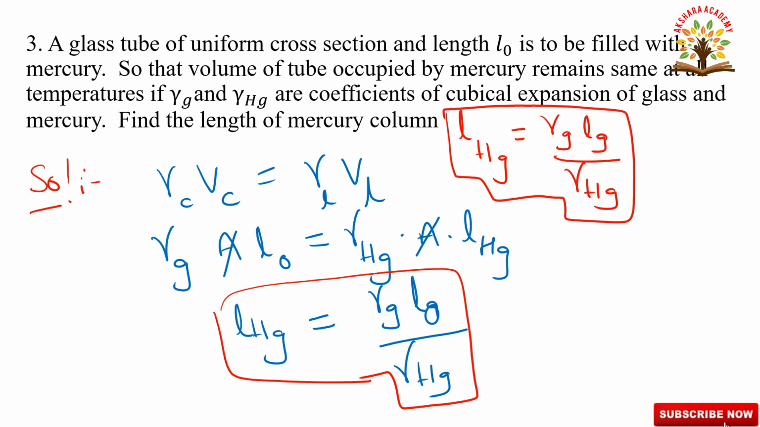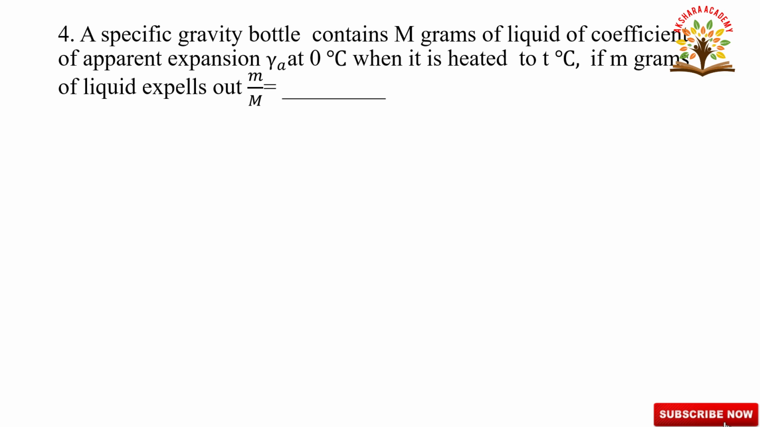Okay, next go to the next problem. A specific gravity bottle contains M grams of a liquid of coefficient of apparent expansion gamma A at 0 degree centigrade. When it is heated to T degree centigrade, if m grams of liquid expels out, what is the ratio of m by M? Gamma A is equals to mass of expelled liquid by mass of remaining liquid into rise in temperature.